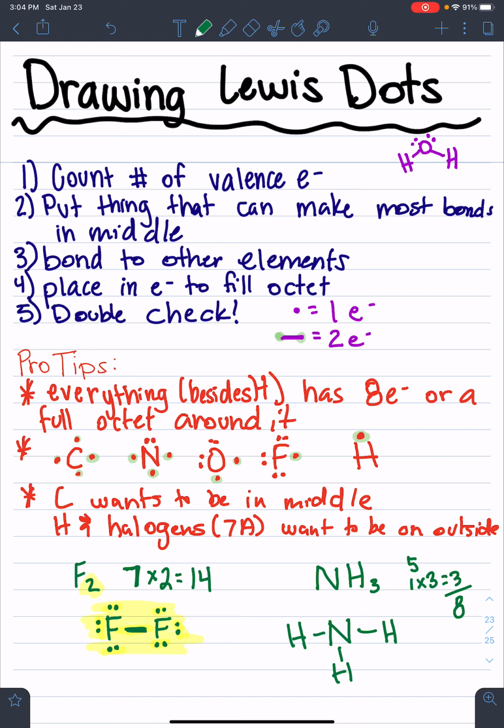Now we just need to make sure that everything besides the hydrogen has 8 electrons around it. Right now, this is 2, 4, 6, so then we need to add 7, 8. This is lucky for us because we know the number of valence electrons we're trying to get to is 8, and we know that it has 2, 4, 6, 7, 8. So that is your Lewis dot structure for NH3.